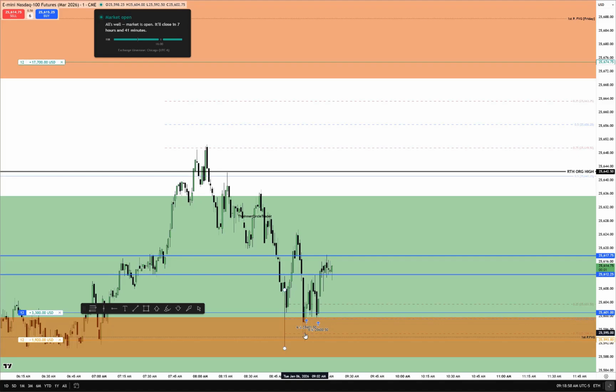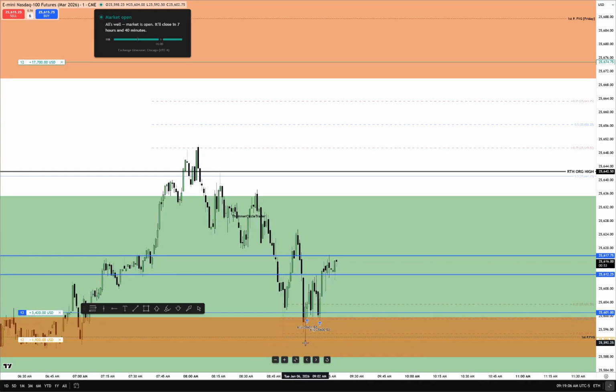So long story short, I was looking for this entry here. There's a wick down here. But I was feeding the girls, so I had my phone with me and I went long on the very next candle there. You can see that. And then I went long right there.